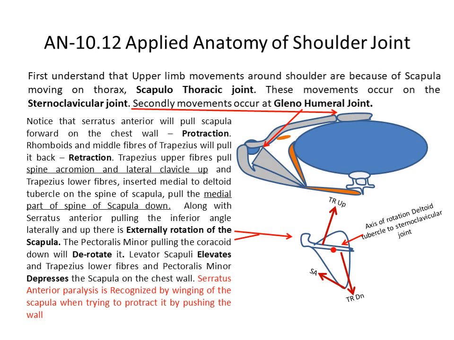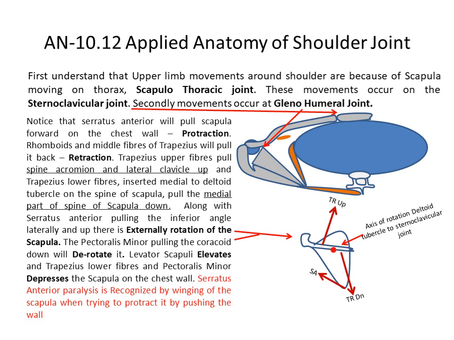Notice that the serratus anterior will pull the scapula forward on the chest wall. This is protraction. And rhomboids and middle fibers of the trapezius will pull it back, which is retraction. Upper fibers of the trapezius pull the spine of the scapula, the acromion, and the lateral part of the clavicle up.